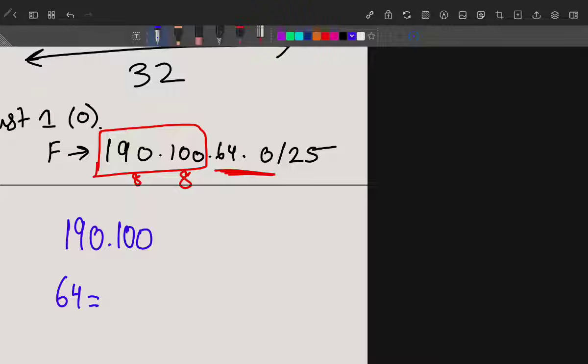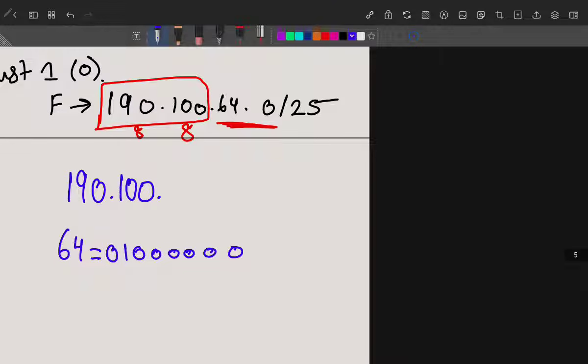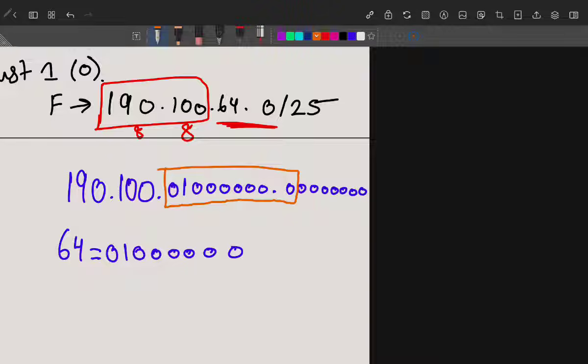64 in binary would be equal to 01000000. And then 0 is all zeros. So 01000000.00000000. We know 9 bits are reserved for the subnet. So 1 2 3 4 5 6 7 8 9. These are in total 9 bits for the subnet. These 7 bits are for the host.